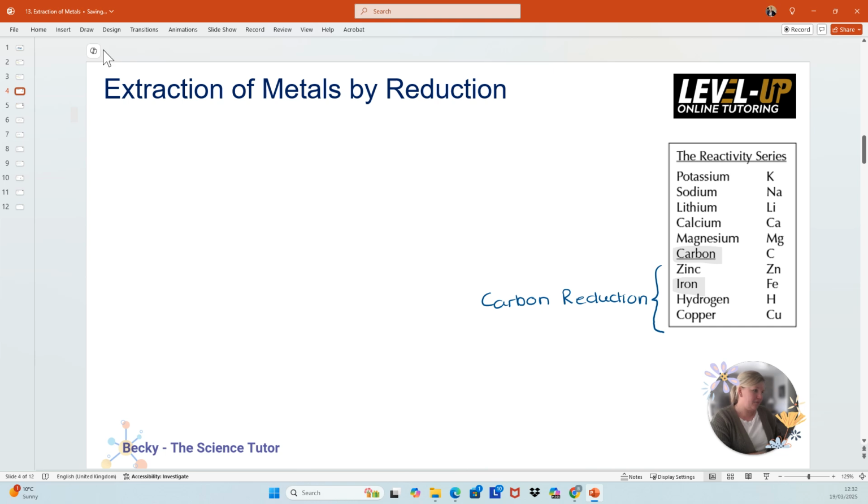However, if the metal is more reactive than carbon, we need to choose an alternative method, and that method is electrolysis. And there will be more to come on electrolysis in future sessions. So the extraction of the metals depends on their reactivity, or the reactivity dictates which method we would use to undergo that extraction process.